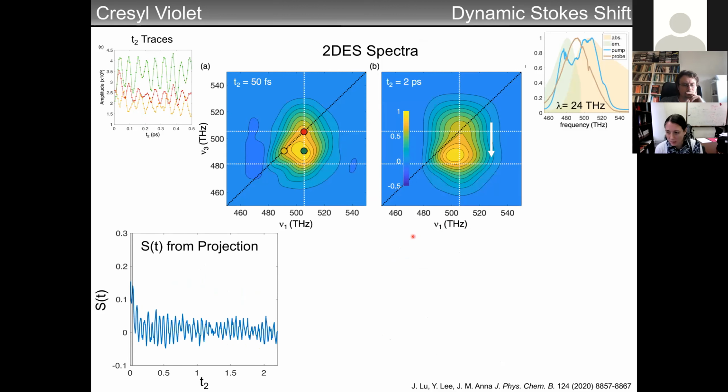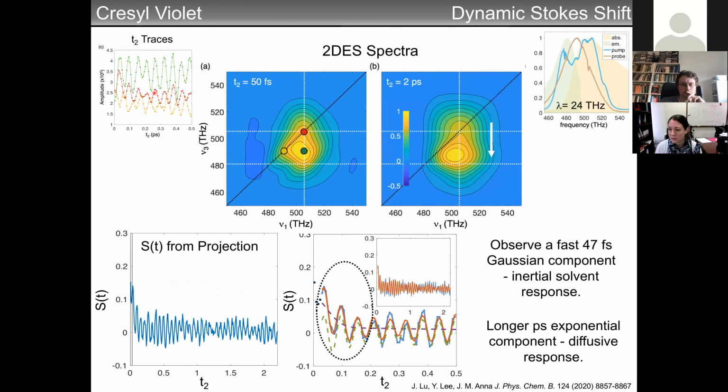I'm going to present the projection first. So here's the Stokes shift function from the projection. We see there's ultrafast relaxation, but there's also these oscillatory components. And it's not surprising, right? Because we have the oscillations in the amplitude. But the key here is they're really well characterized, so we can incorporate them into the analysis procedure and still extract the solvation dynamics. So we can extract the inertial solvent response of about 50 femtoseconds.